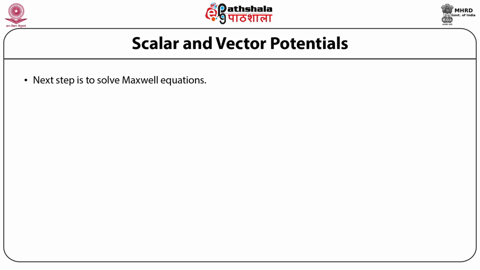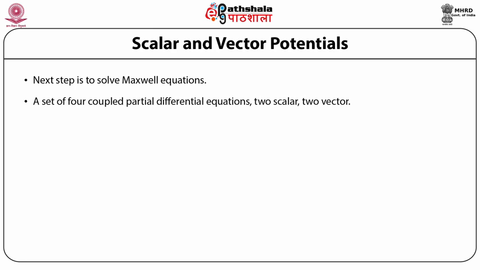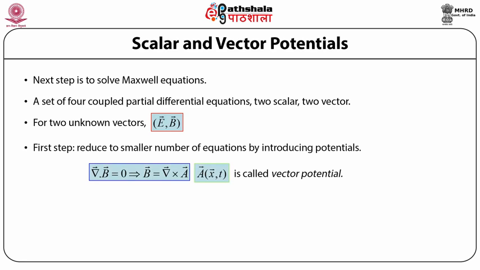So now let us look at these equations. Right now we have a set of 4 coupled partial differential equations. 2 of them are scalar and 2 of them are vector equations for 2 unknown vectors, which are the electric field vector E and the magnetic field induction vector B. So as a first step, we reduce the number of equations to a smaller number by introducing potentials.